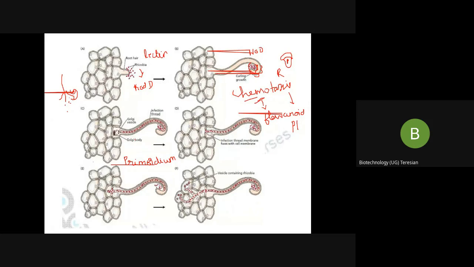Just see this picture again. See, this is your infection thread here. Okay, we have Golgi vesicles all present here. The infection thread is filled with all your proliferating rhizobium. Okay, the rhizobium are multiplying. You know the bacteria always multiply. They elongate into the root hair, and then where will they go? They will go into the cortical cell layers.